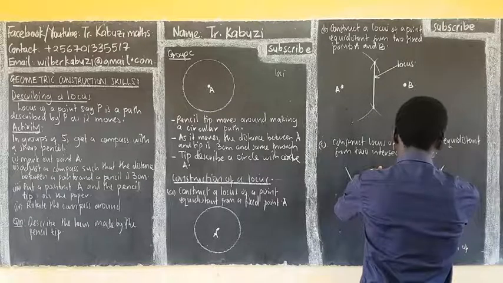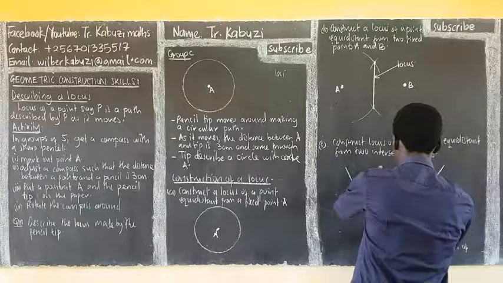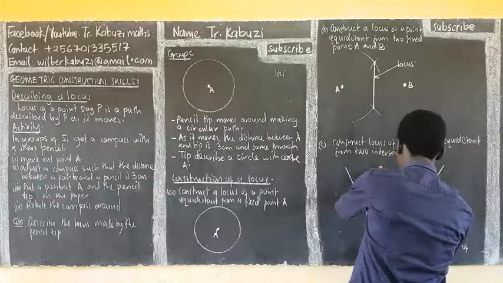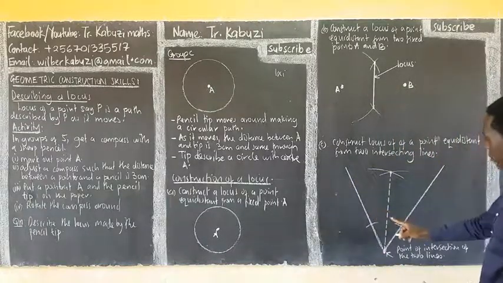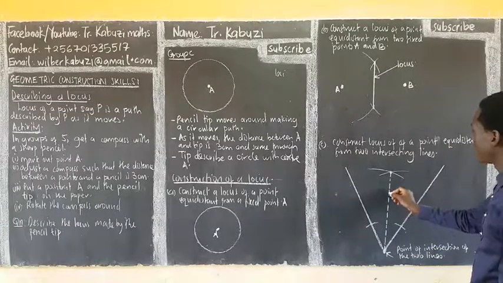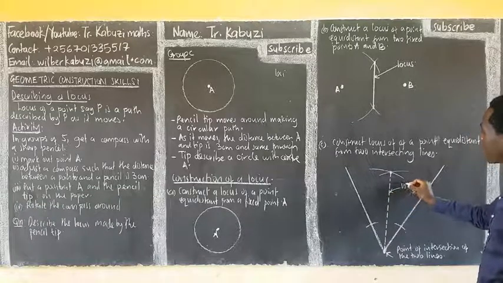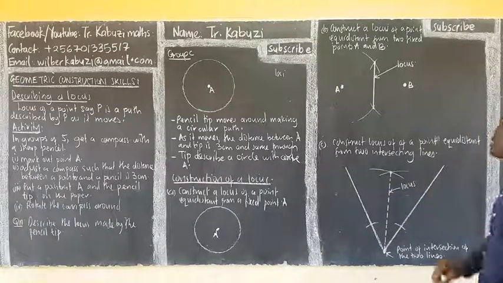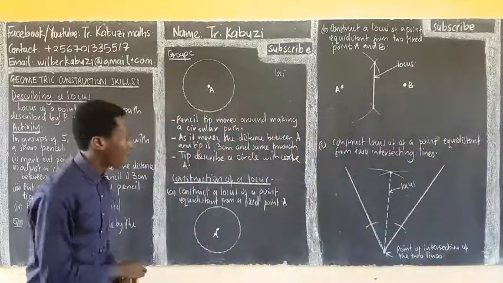So this is how we are going to do that. So you see the distance from this line to this line is going to be the same, and so this one becomes our locus. As simple as that. So basically, that's what we have.